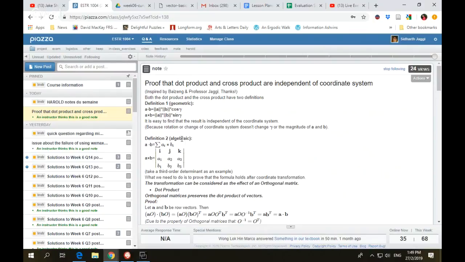I made some slight edits to Lertien's solution, so this is what we'll do. Before I go on, do you want to repeat the facts that I said so far? That there are two definitions for dot product, two definitions for cross product. It's not clear why these definitions are equal, and not clear that these definitions are independent of the coordinate system, right?